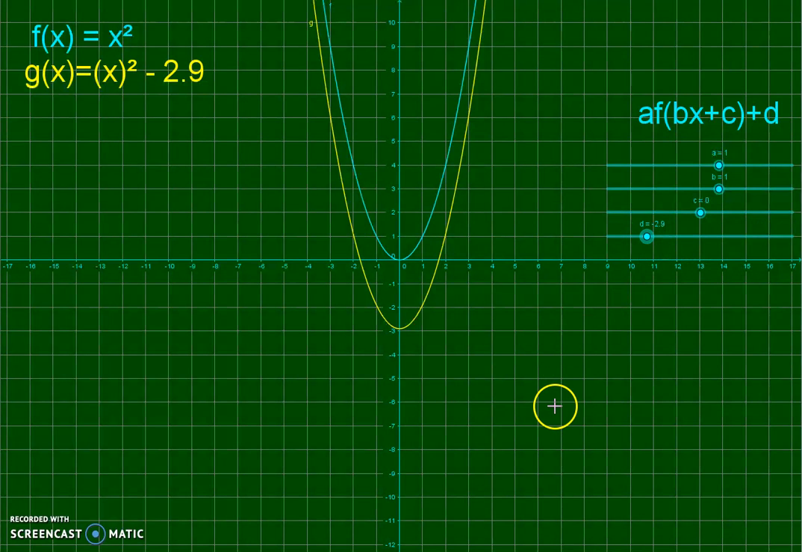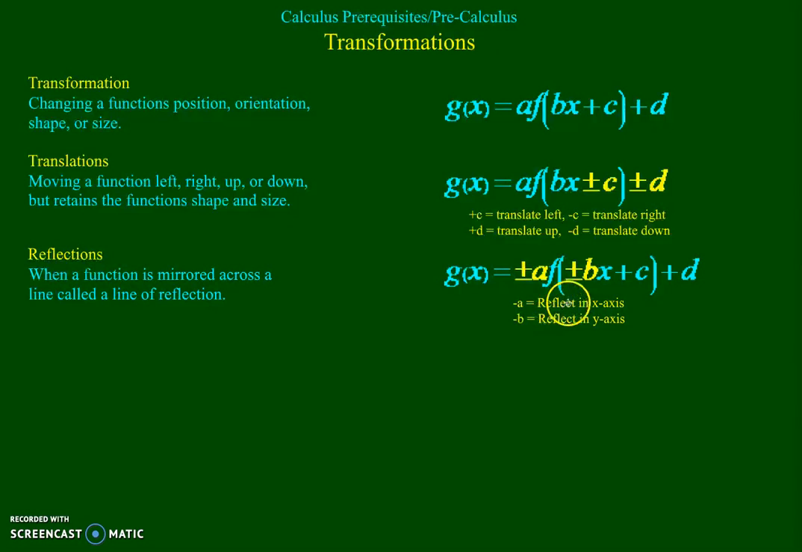Now let's take a look at what happens with some of the other values. Now we're going to look at reflections. A reflection is accomplished by changing the sign of either the a or b values. When we change the sign of the a value, we're reflecting in the x-axis. And when we change the sign of the b value, we're reflecting in the y-axis. So let's take a look at some of those reflections.